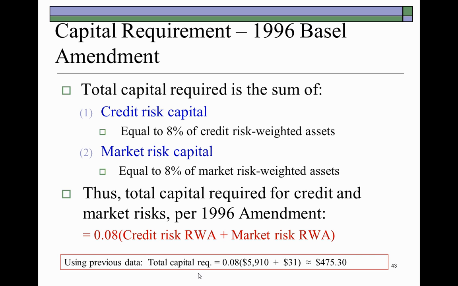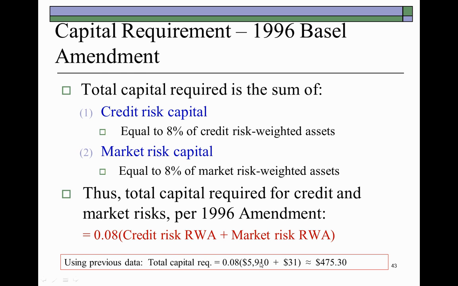Now, based on the 1996 Basel Amendment, the total capital required would not only include credit risk capital, but also market risk capital. So the 8% that is being required here would be 8% of credit risk weighted assets plus market risk weighted assets. So these two would have to be combined, as in this example.